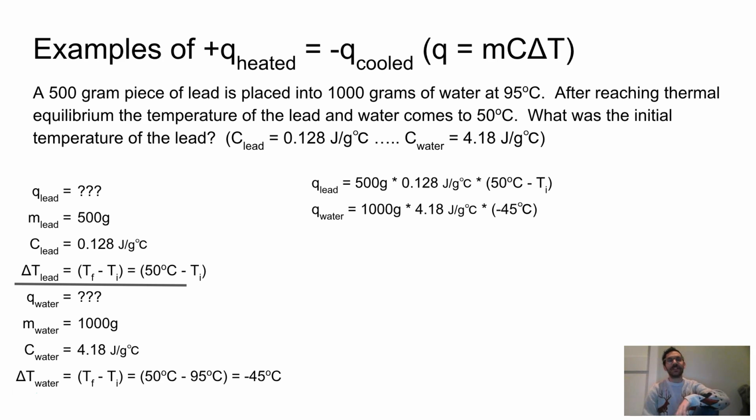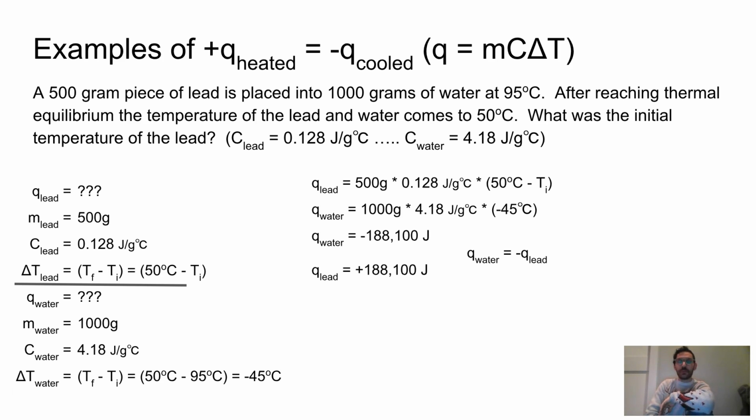We'll write down the lead equation first. So we have this. Let's solve for Q of the water. We can just multiply those together and get this number. If we know Q of the water, the opposite of this number, or the negative inverse, is going to be equal to Q for the lead, because Q heated equals negative Q cooled. They're opposites. Therefore, we know Q of the lead is this positive 188,100 joules. 188,100 joules. I just had to say it.